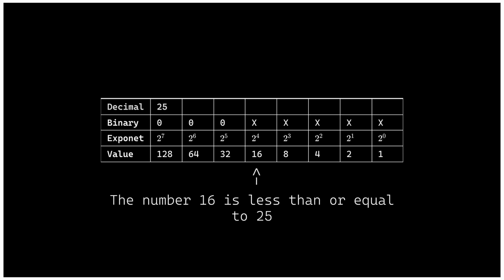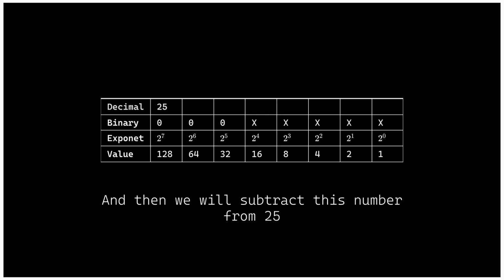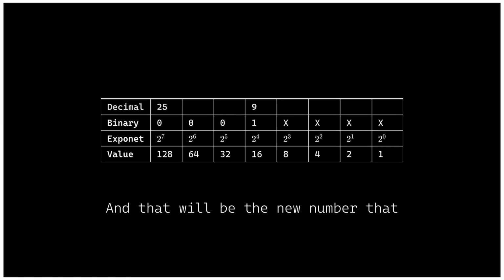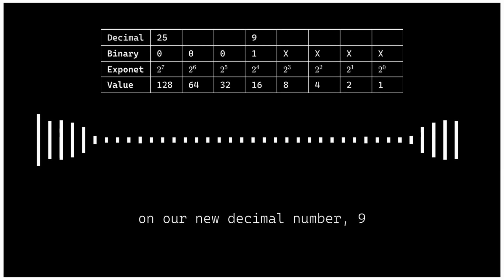However, the number 16 is less than or equal to 25. So here, we will put a 1, and then we will subtract this number from 25. So 25 minus 16 is 9. And that will be the new number that we will check across as we continue to go down this line. From there, we just rinse and repeat on our new decimal number 9.